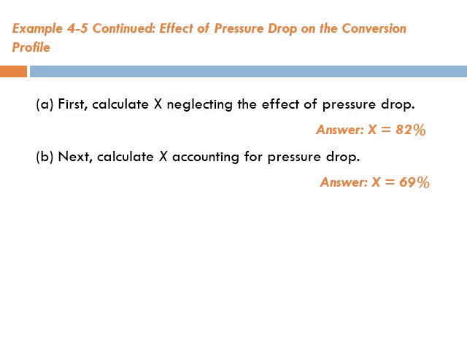So we said, remember, for this example, first calculate X, neglecting the effective pressure drop. The resulting X was 82%. Then we said calculate X, accounting for the pressure drop. Obviously, it was much smaller. It was only 69%.